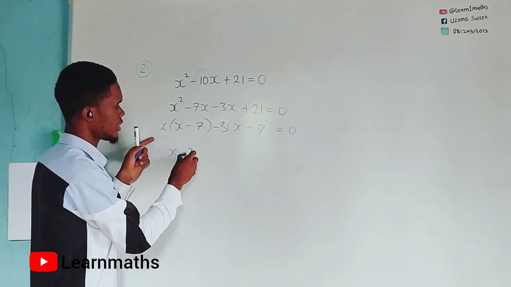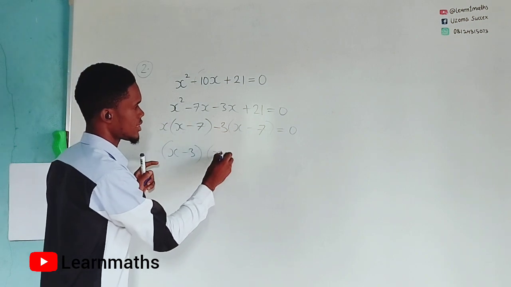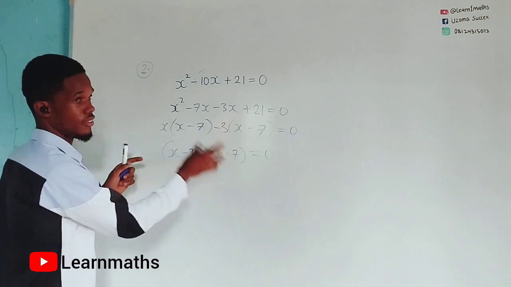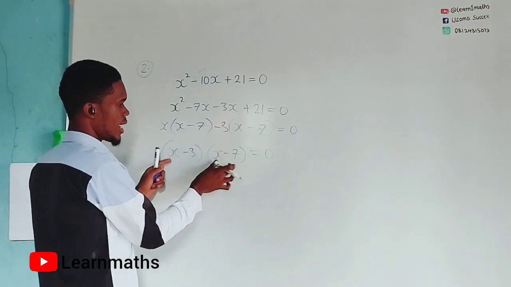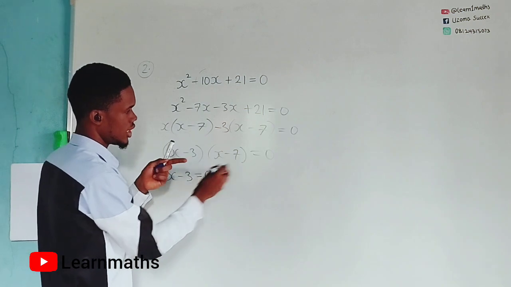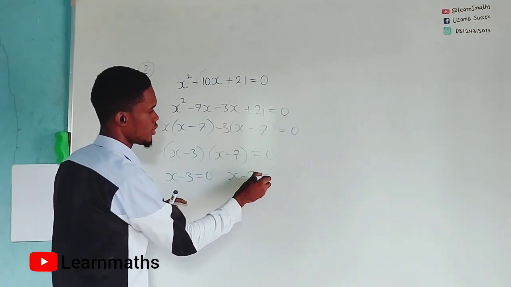x and minus 3, right? Then the two terms in the bracket, which are similar, are just x minus 7, equal to 0, right? x minus 7, x minus 7, pick one. Now you equate both terms to 0. That is x minus 3 equal to 0, right? Then x minus 7 equal to 0.